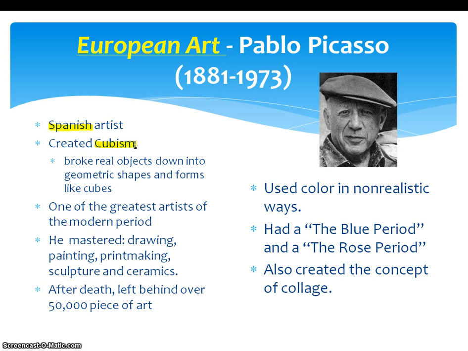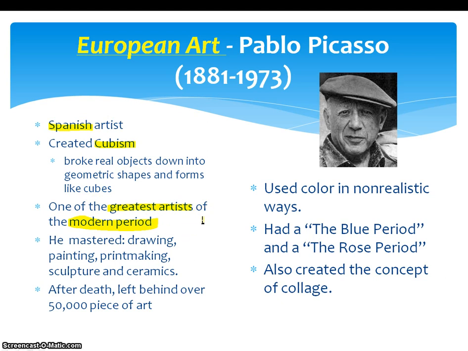If you know what a cube is and how it has sides, it's a geometric shape. He uses it in his artwork. He will sketch out a portrait of a person just using geometrical images like cubes. So, the actual definition: broke real objects down into geometric shapes and forms like cubes. He is considered one of the greatest artists of our time period.